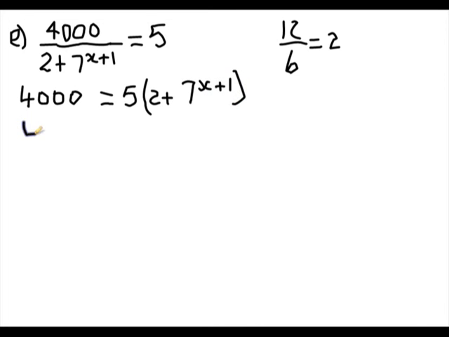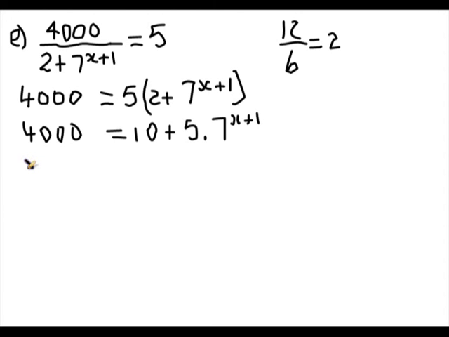It's like 4,000 equal, by reducing the expressions, we're gonna have 4,000 equal 5 times 2 is 10, plus 5 times 7 to the power of x plus 1. By the way, we can't write 35 to the power of x plus 1 here. It's not possible, since 7 has a power, okay? We still have x plus 1. So we're gonna just subtract 10.